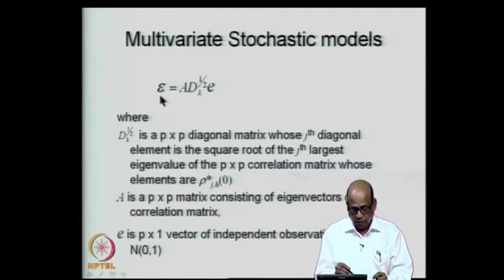So, we define epsilon as D lambda to the power half into E. We will understand what are all these now. D lambda is a p by p diagonal matrix whose jth diagonal element is the square root of the jth largest eigen value of the p by p correlation matrix, whose elements are rho j h star 0.